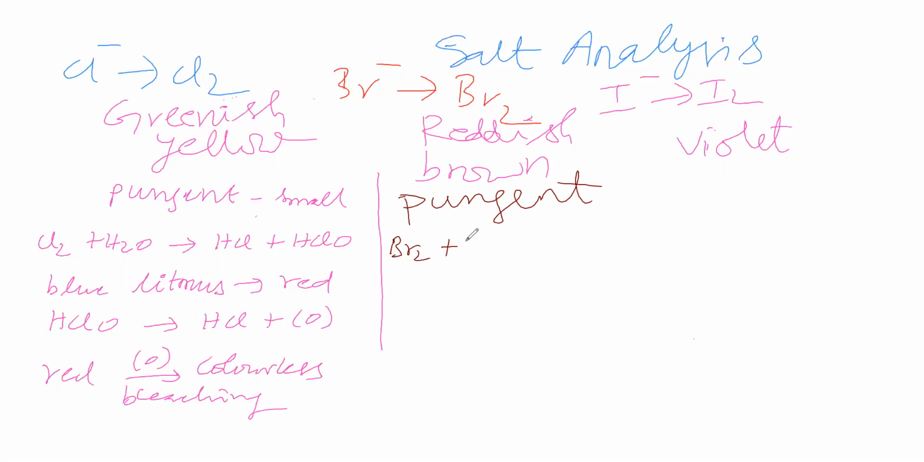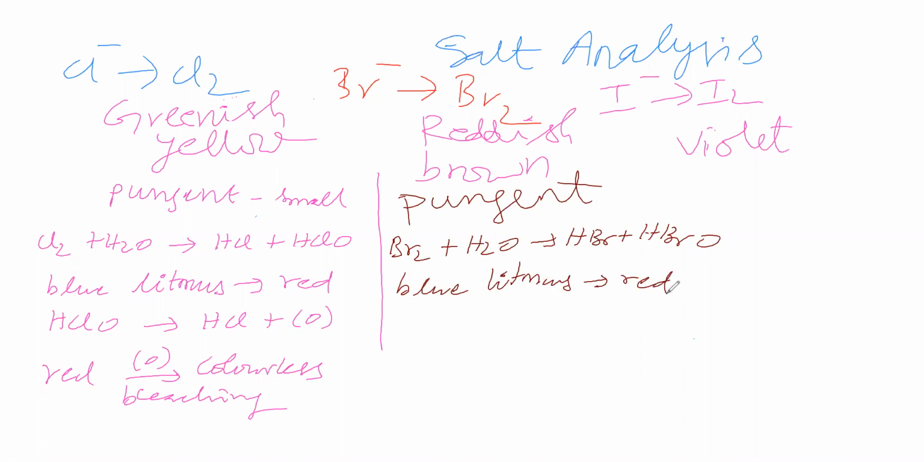Now bromine with moisture gives HBr and HBrO, just like Cl2. How Cl2 gives HCl and HClO, like this Br2 gives HBr and HBrO. HBr is an acid, therefore it turns blue litmus into red.